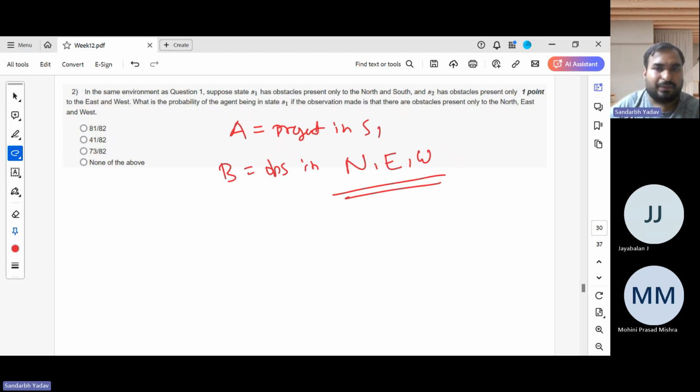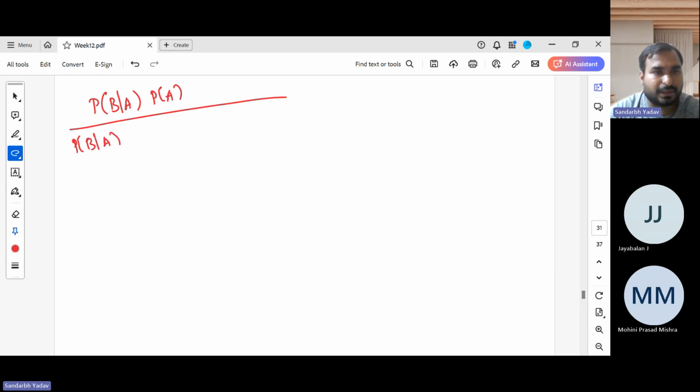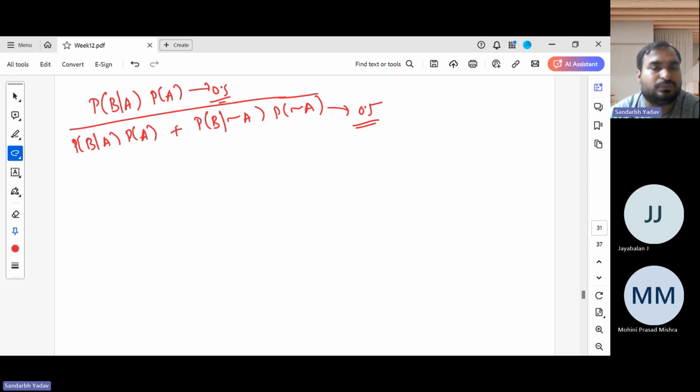Again, the same Bayes rule we will apply, and let's see. Maybe I'll write on the next slide. So probability of B given A, probability of A, upon probability of B given A, probability of A, plus probability of B given negation of A and probability of negation of A. So what is the probability of state S1? This will be 0.5 here also, because this is a continuation of the last question itself. So we get 0.5 and 0.5, this is S1 and this is S2.